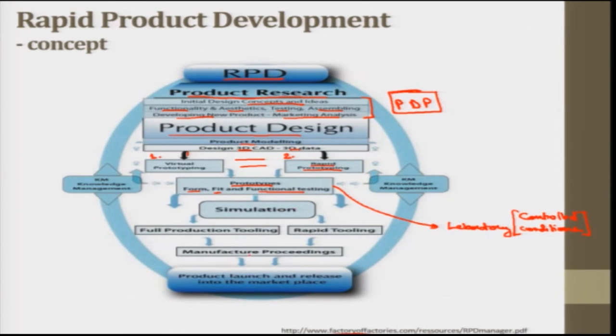Also simulation happens here as well. So, here we have simulation, and after simulation, full production tooling and rapid tooling is done. Full production tooling is for mass production, for big size production. Then manufacturing proceeds, we get a final manufacturing, then product launch and release into the marketplace. So, this is the final step. In between, what is this circle doing?